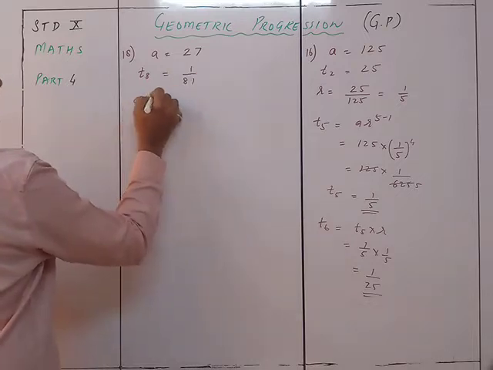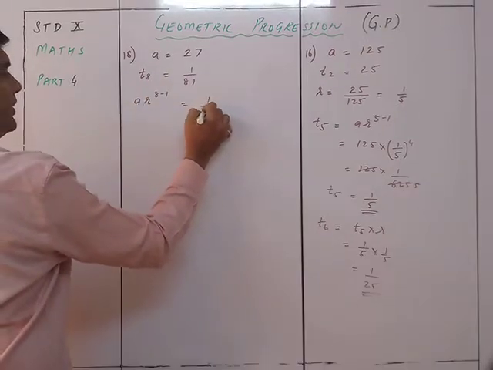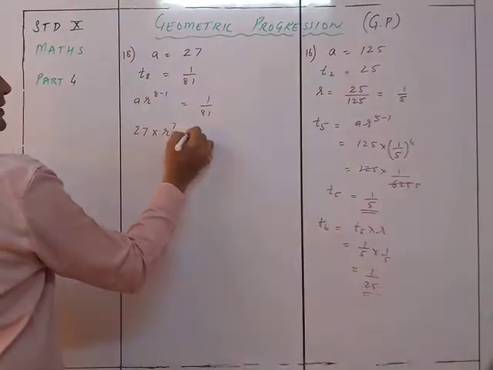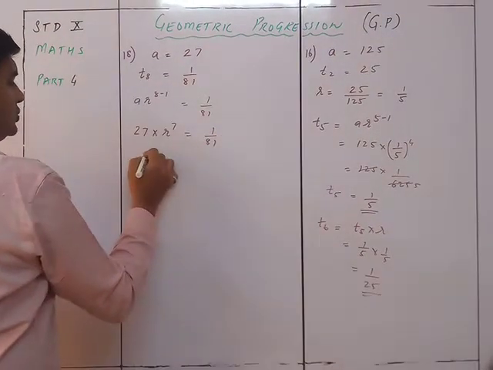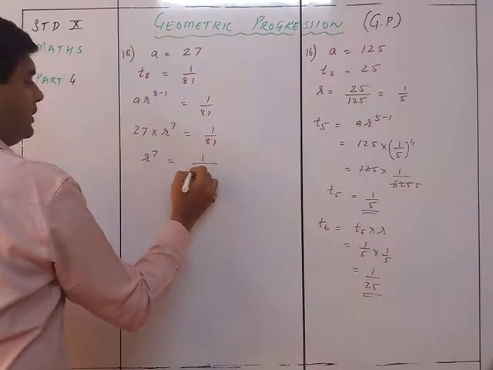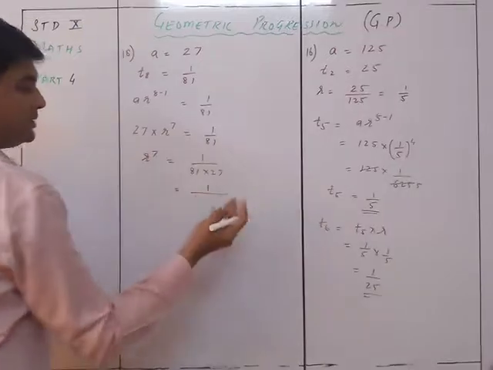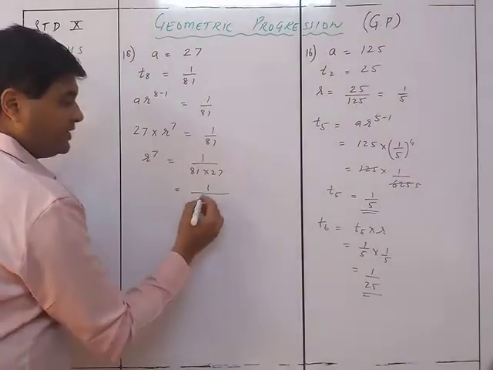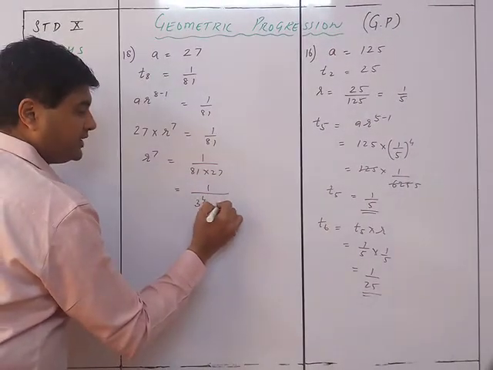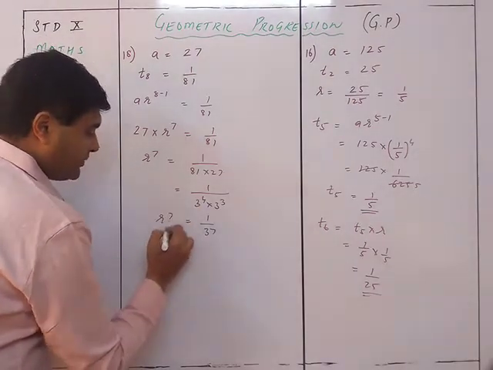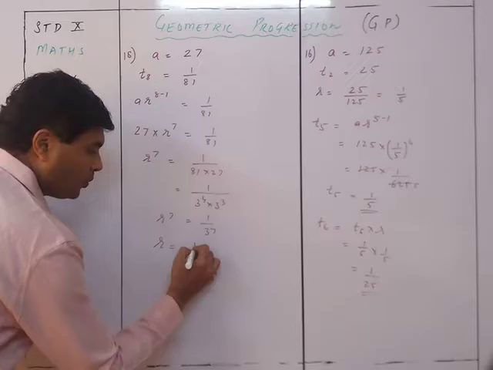So A r raised to 8 minus 1 is equal to 1 upon 81. So 27 into r raised to 7 is equal to 1 upon 81. So r raised to 7 is equal to 1 upon 81 into 27. Now that is nothing but, 81 is 3 raised to 4 and 27 is 3 raised to 3. So 3 raised to 4 into 3 raised to 3 is 3 raised to 7, so it is 1 upon 3 raised to 7. That is r raised to 7. So r is equal to 1 upon 3.